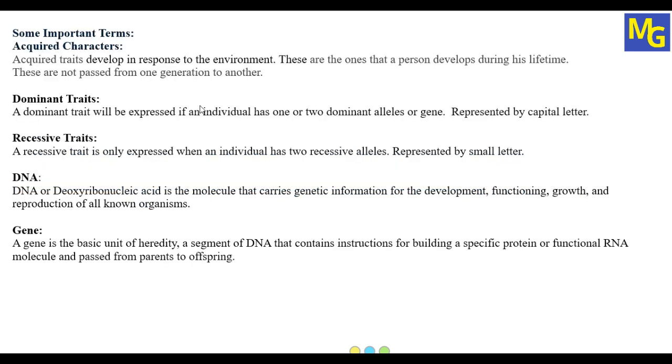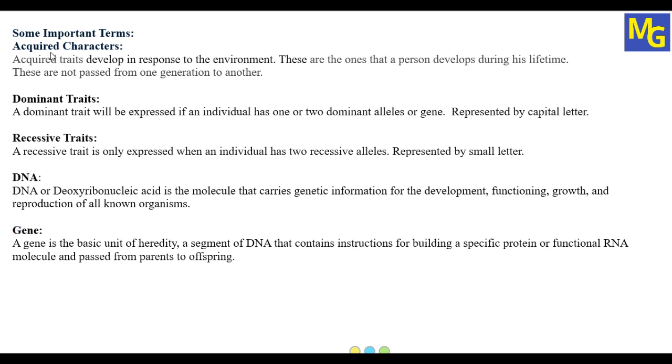Now we are going to move on to some important terms. These are terms which are very important and which we are going to use repeatedly in this chapter while studying the next topics. The first term is acquired character. Then we have dominant trait, recessive trait, what is DNA and what is a gene. Just now we have used the words DNA and gene. So we will study all these in a little more detail.